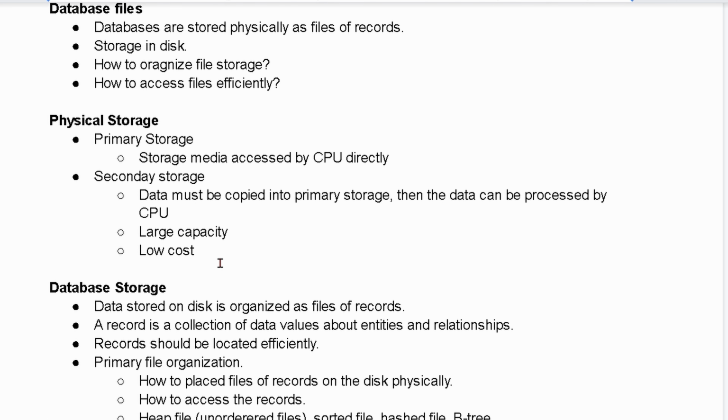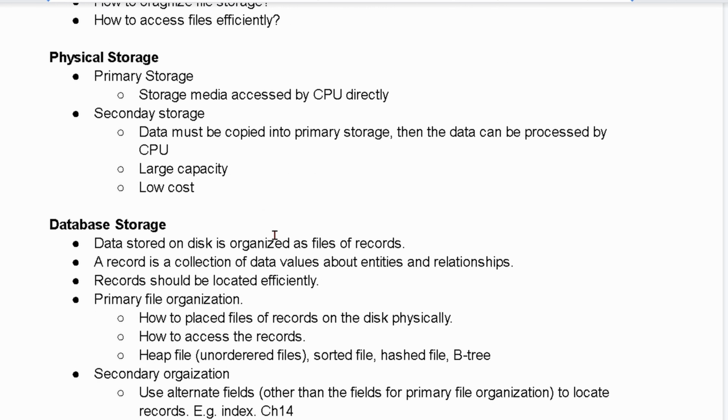First we have physical storage. It's primary storage, storage media accessed by our CPU directly. Then there's secondary storage, which is where data is copied into the primary storage. Then data can be processed by the CPU. So we can have hard drives or something like that. This is large capacity, like multiple terabyte hard drives, and low cost, which is nice.